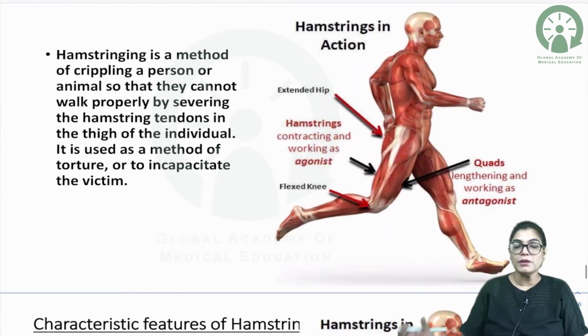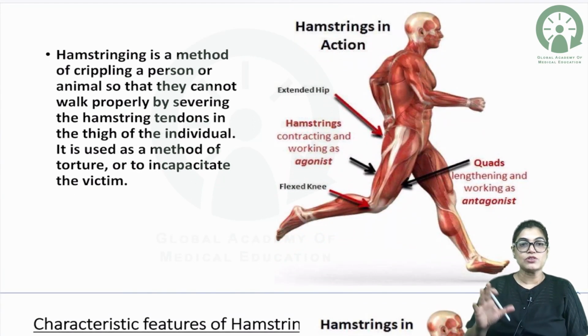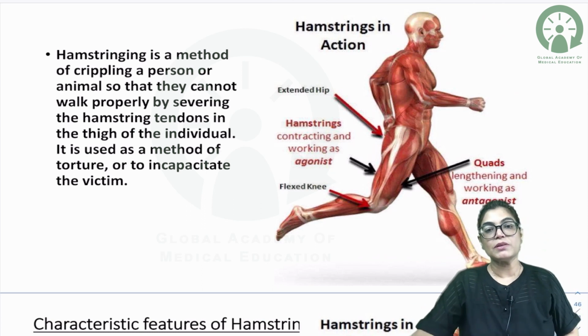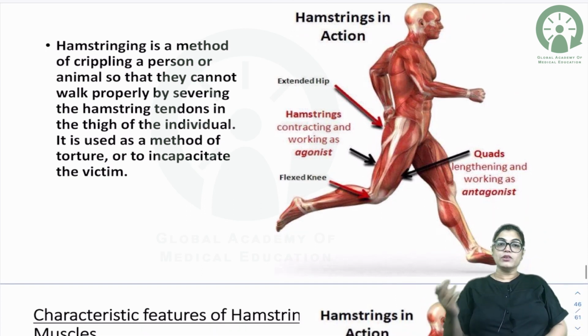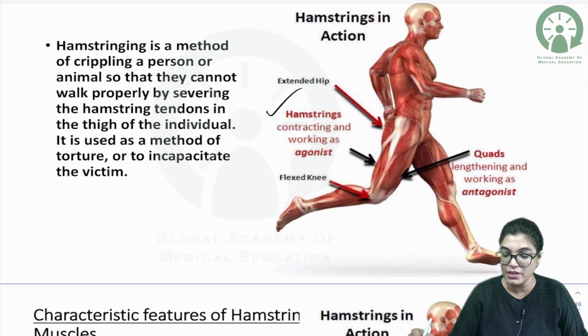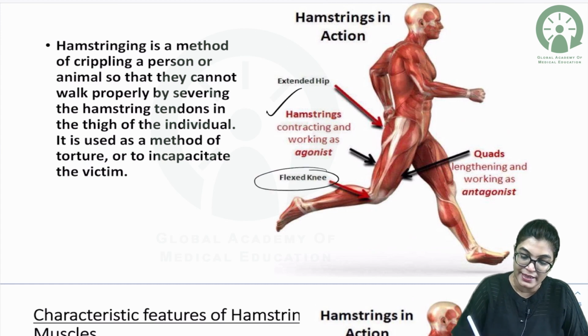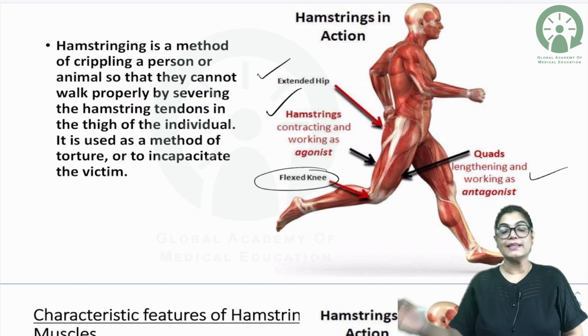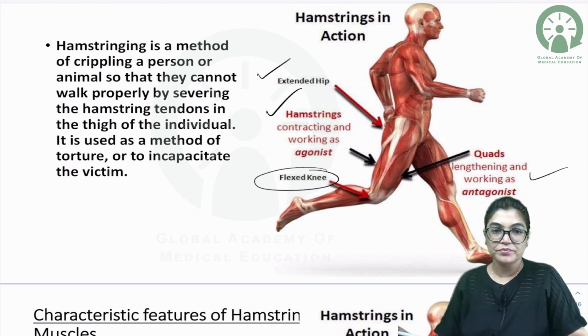Now, there are common features of the hamstring muscles. They all have a similar origin, similar nerve supply and action. So, the hamstring muscle is the antagonist of the anterior muscle, the quadriceps femoris muscle. The hamstring muscle contracts and works as an agonist. Its action is flexing the knee and extending the hip. The antagonist action will be done by quadriceps femoris. It will extend the knee and flex the hip.